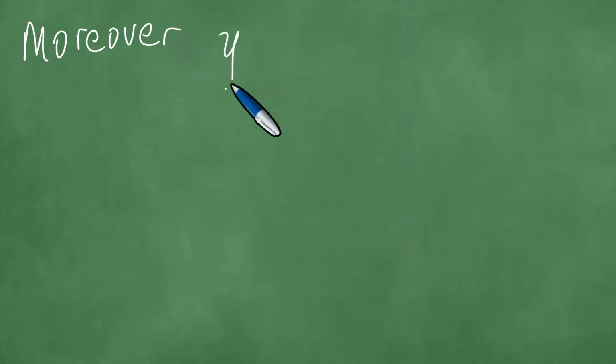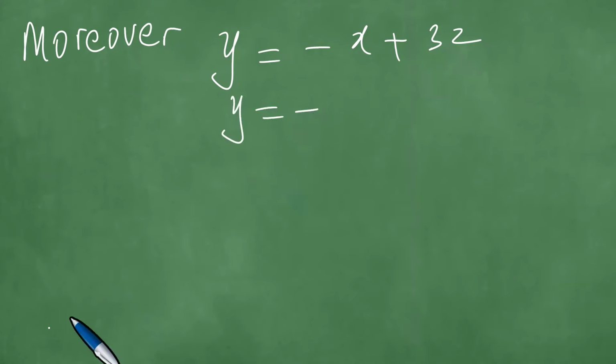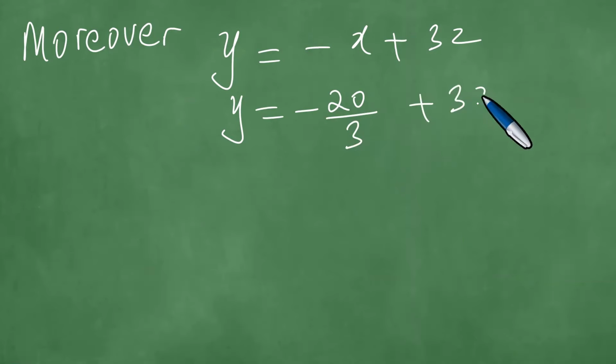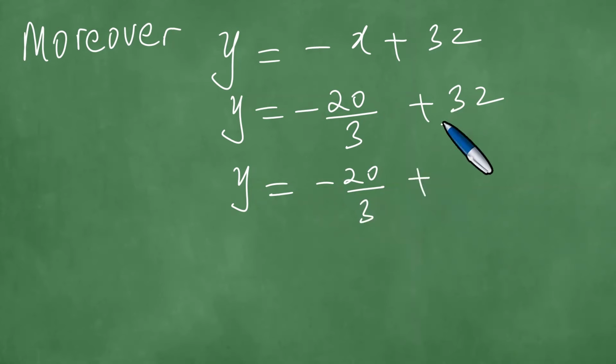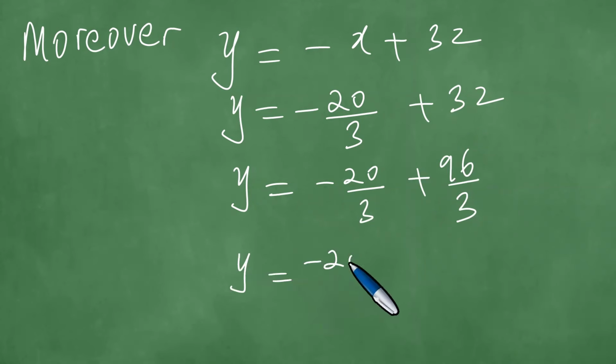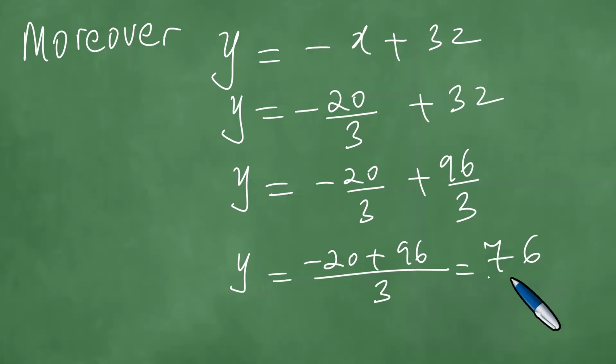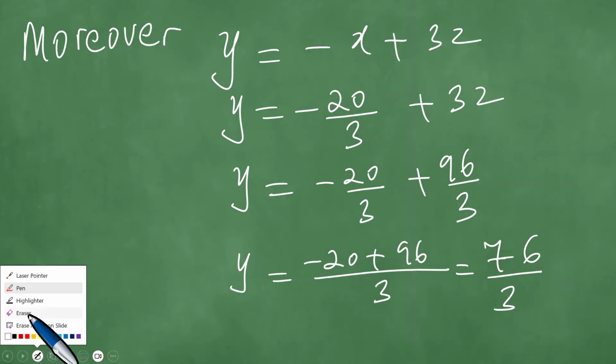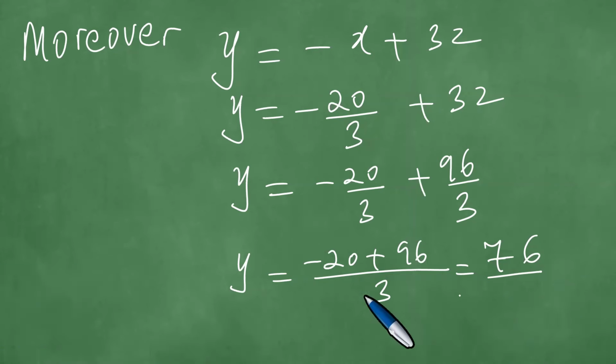Moreover, we have the following. We note that y is equal to minus x plus 32. And what is x? It is 20 over 3, so y is minus 20 over 3 plus 32, and you can write 32 as exactly 96 out of 3. Therefore, what we're getting is minus 20 plus 96 out of 3, and the result is exactly 76 out of 3. And hence we have the following.